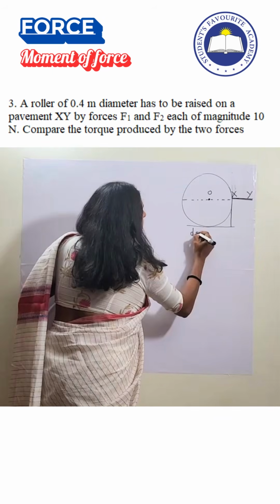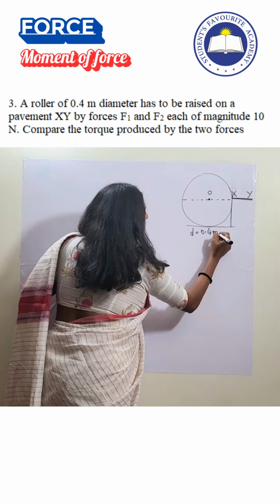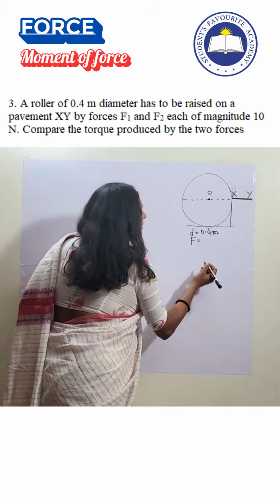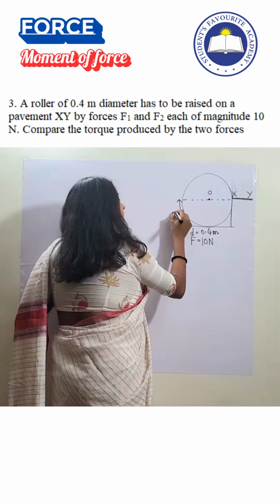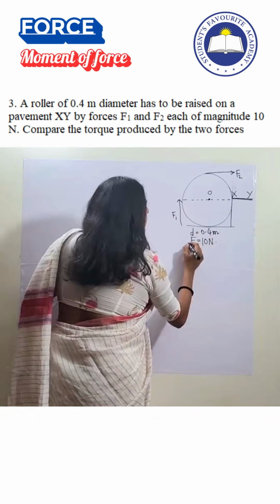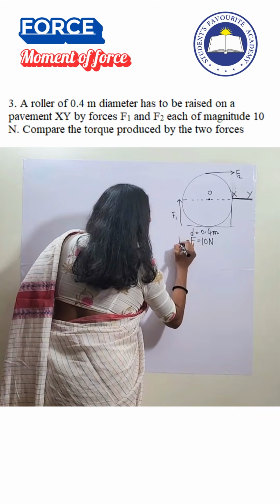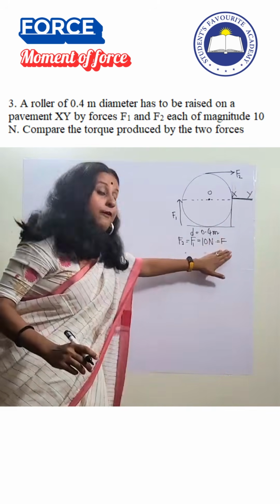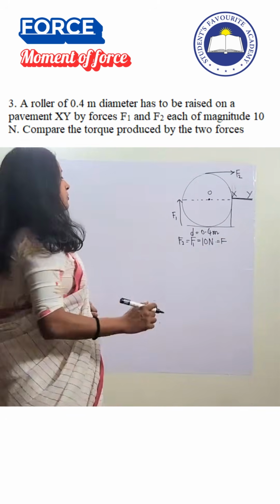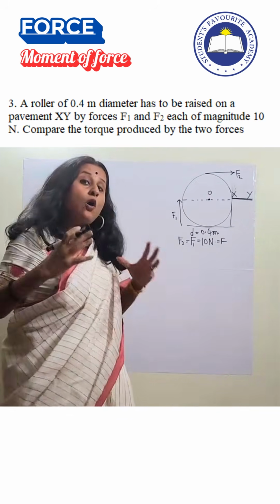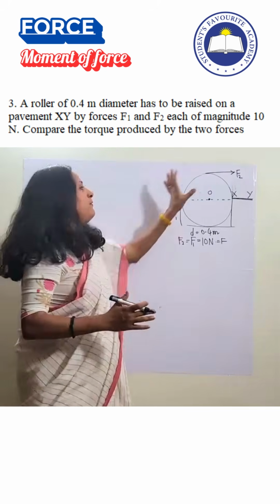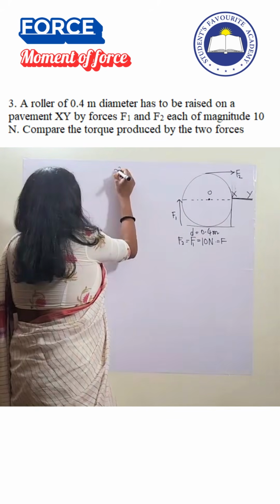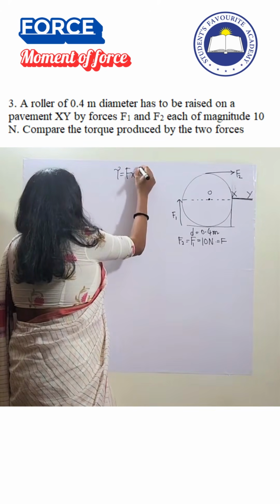The diameter is 0.4 meter. The force which we are applying here is 10 Newton. One is F1 and this is F2, and F1 is equal to F2 is equal to 10 Newton, which is equal to F. Now they want us to find the ratio of the torques caused by forces F1 and F2. Torque is equal to F into D.